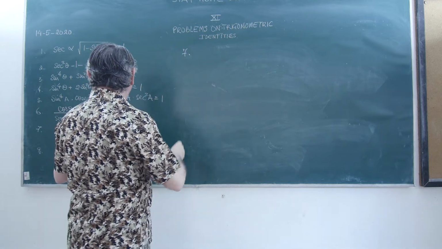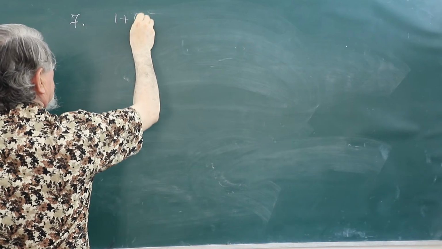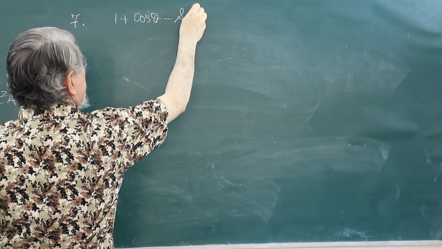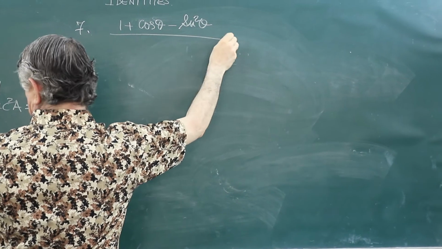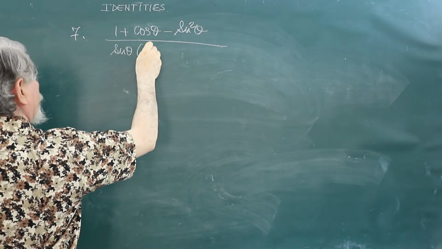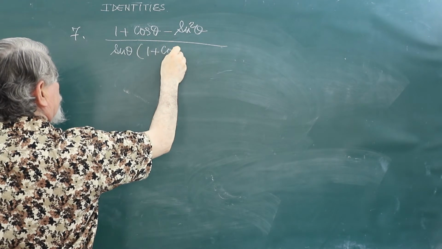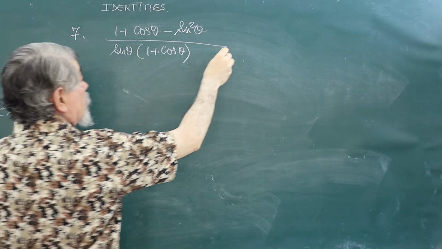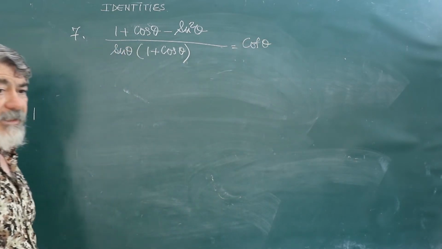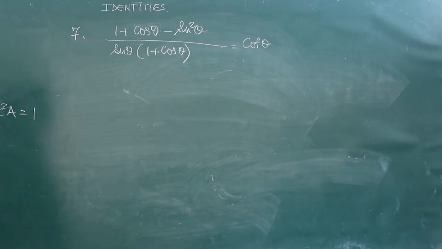We have (1 + cos theta - sin square theta) upon sin theta (1 + cos theta) is equal to cot theta. Again the left hand side is more complicated. We will start from the left hand side.